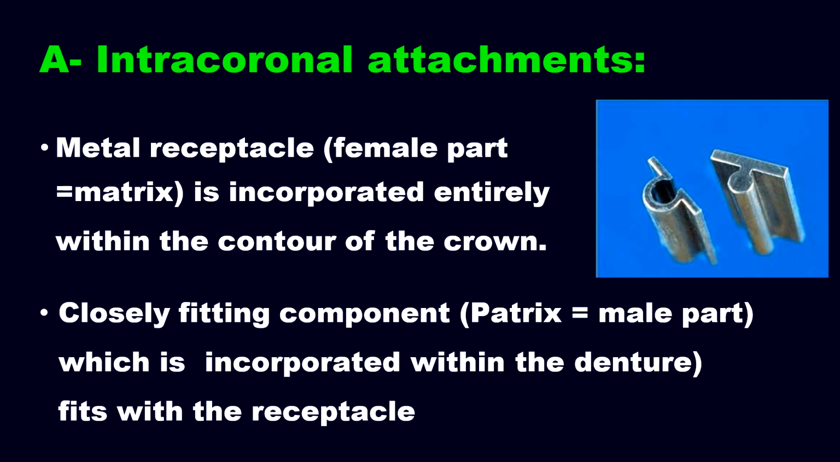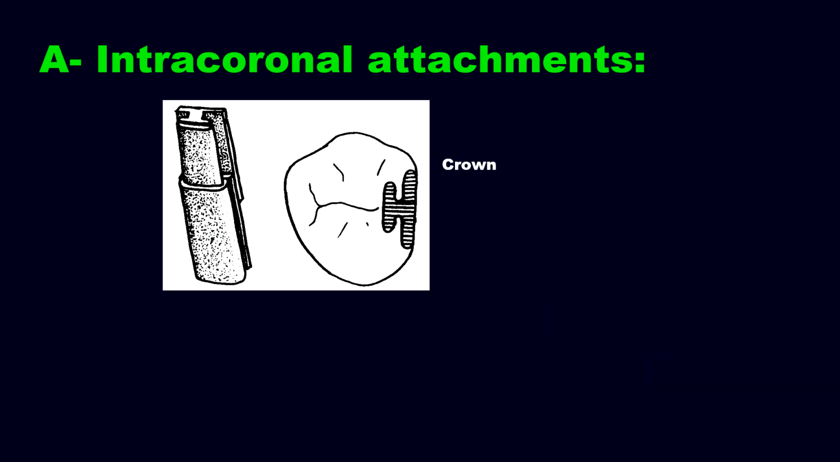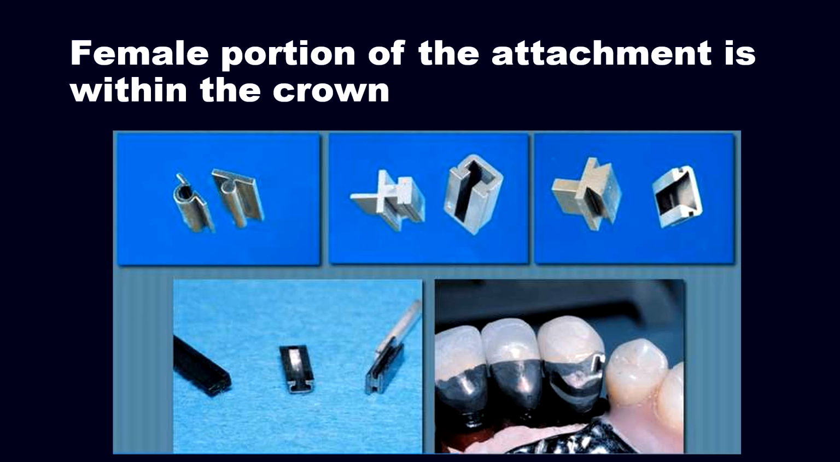The closely fitting component, or the patrix, will be incorporated within the denture. As you can see, the crown that forms the tooth surface is going to be the female part, and the male part will be fabricated within the denture, and the entire prosthesis will sit onto the abutment. The female portion of the attachment is within the crown.